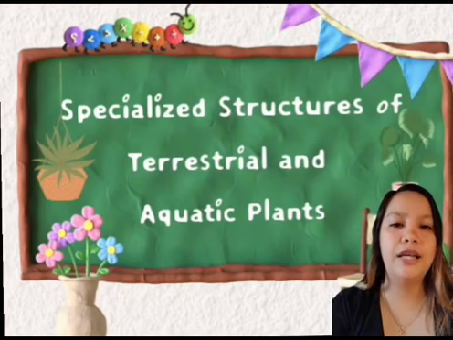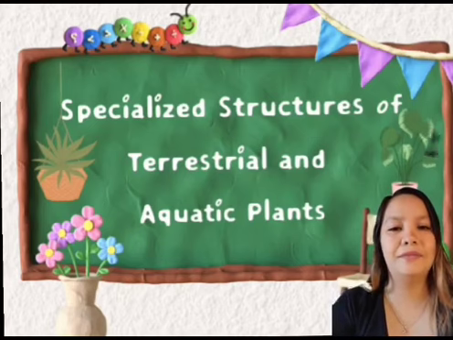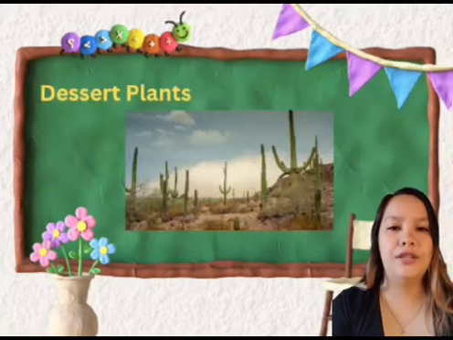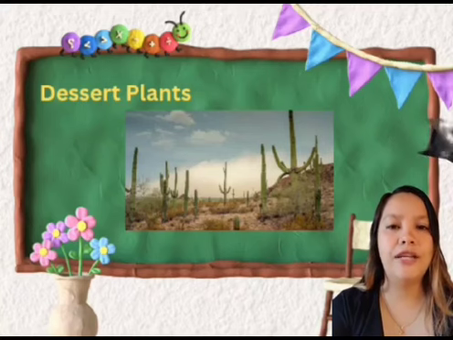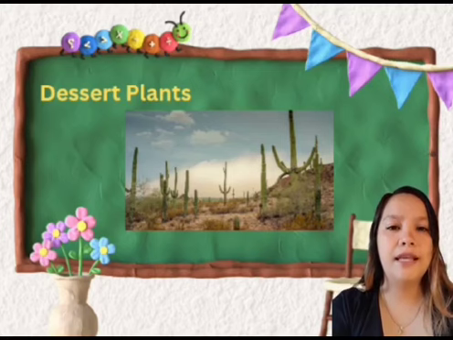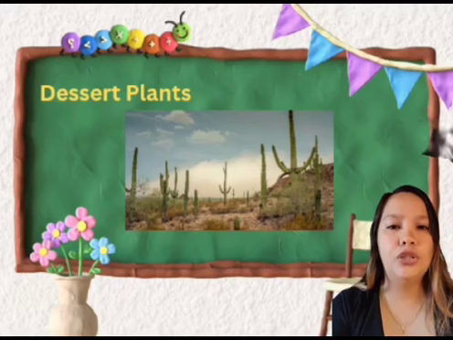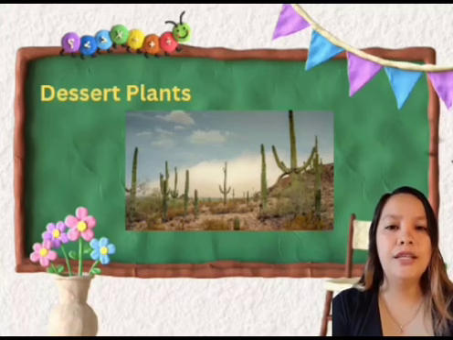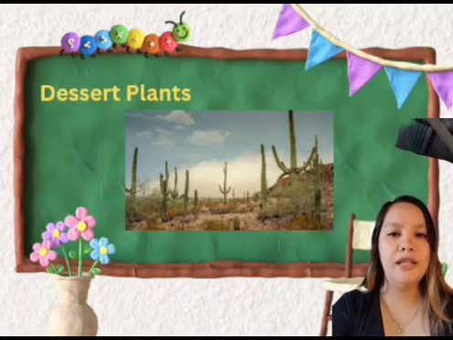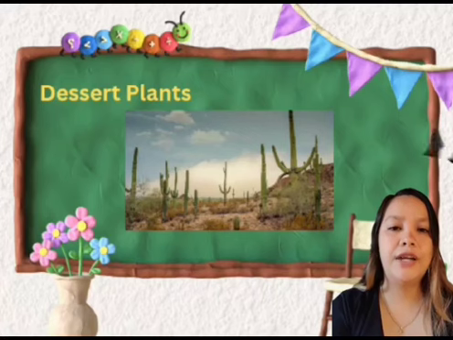Specialized structures of terrestrial and aquatic plants. We have desert plants. The desert is a very dry and often hot place for plants to live in. In this type of habitat, the plants are exposed to extremely hot temperatures and drought conditions. Winds are often strong. The soil is often sandy or rocky and unable to hold much water. There is a lot of direct sunlight shining, and the rest of the year is very dry.